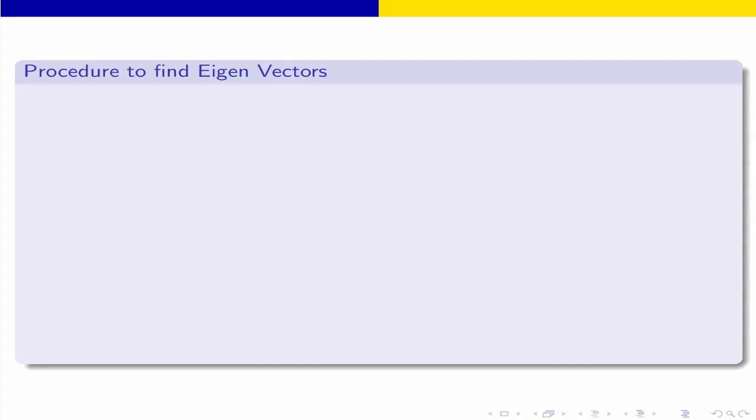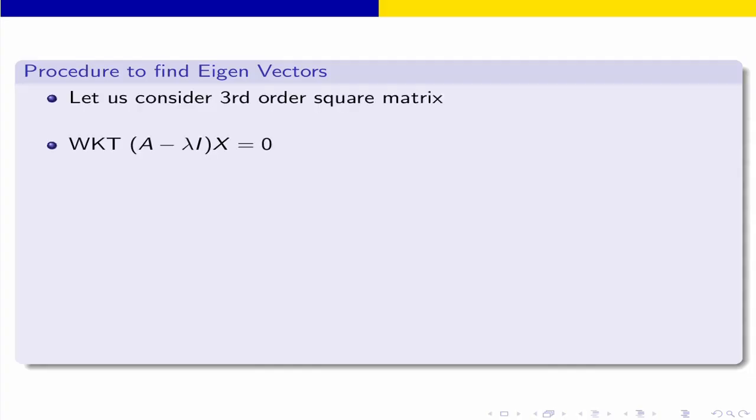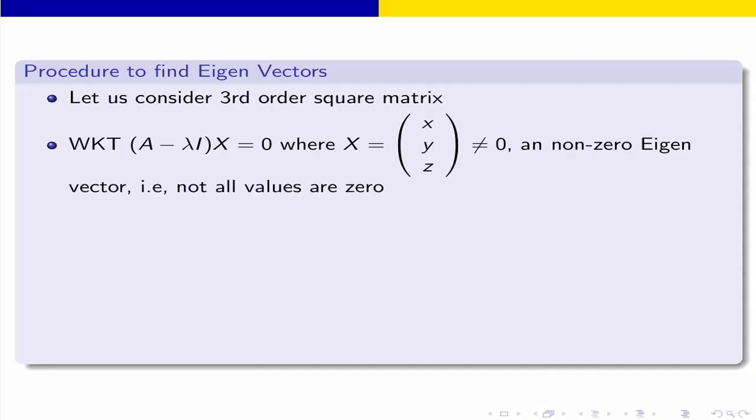So the procedure to find eigenvectors. Let us consider a third order square matrix. We know that A minus lambda I into X is equal to 0, where X is equal to x, y, z, and a non-zero eigenvector, that is, not all the values are 0. Non-zero eigenvector means that if all the entries are 0, then we call this a zero eigenvector. So here at least one entry should be non-zero.